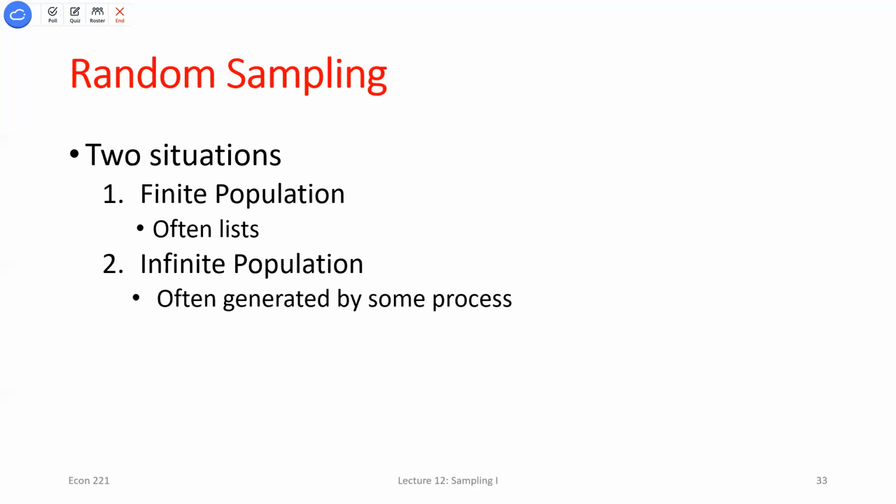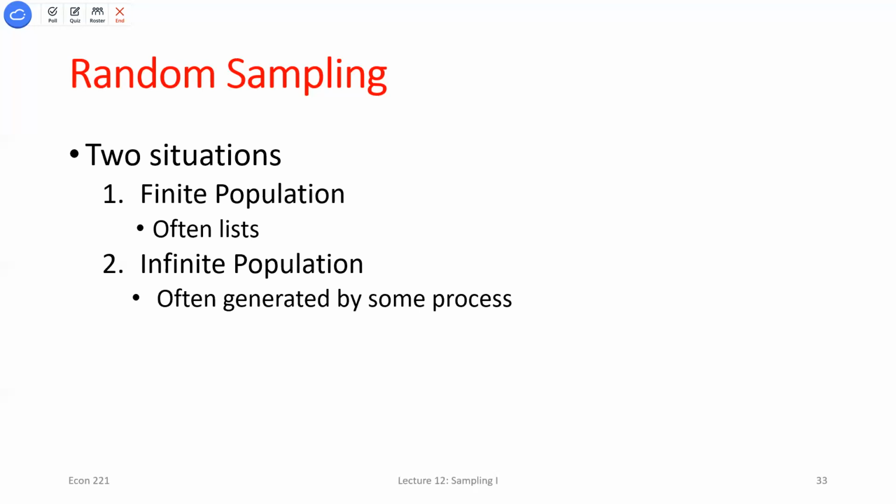So however I'm selecting my observations, I want to make sure that it's random, right? That I'm getting a representative sample of the population. So we've got two different things. We can see either finite or infinite populations. I'm not going to spend too much time on infinite populations because we're not going to deal with that. It's usually some data generating process, right? That can kind of just continue on forever.